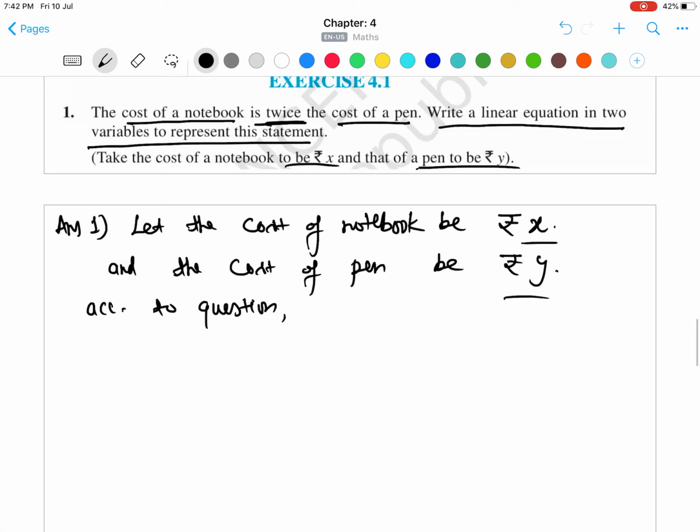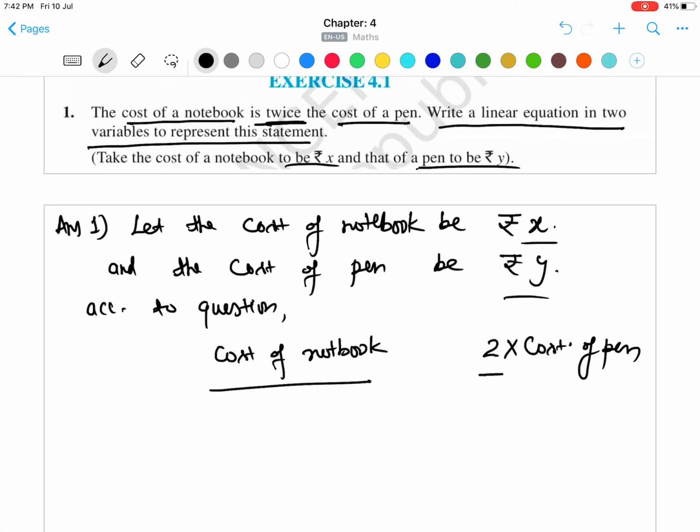Question says the cost of notebook is twice the cost of pen. So the statement says the cost of notebook is twice the cost of pen. That means if you multiply the cost of pen by 2, that will be equal to the cost of notebook.